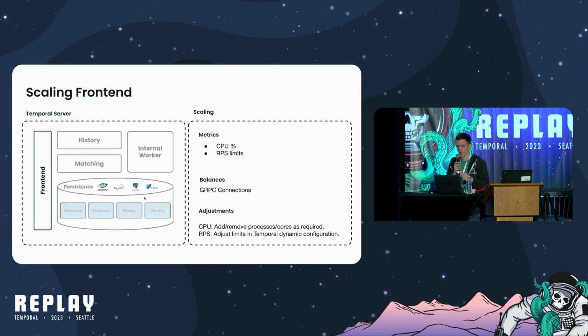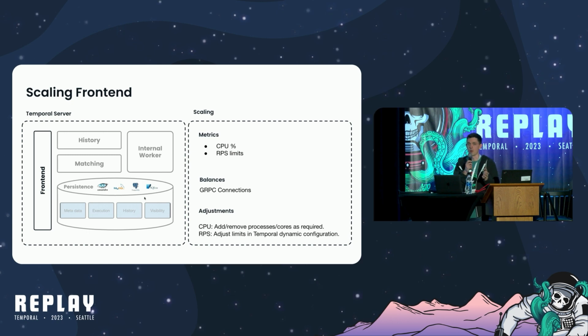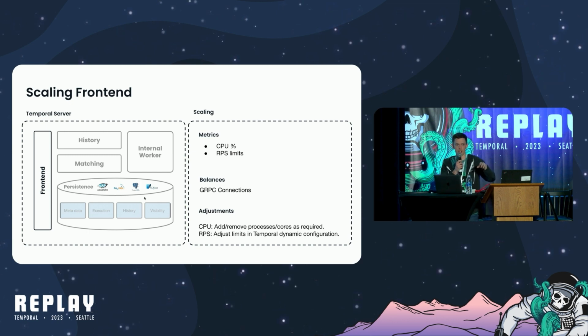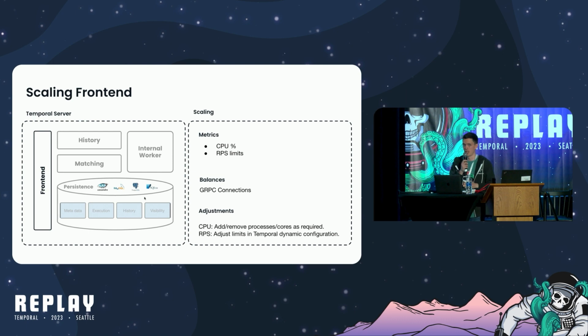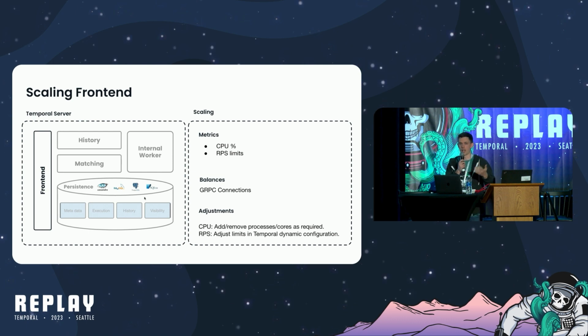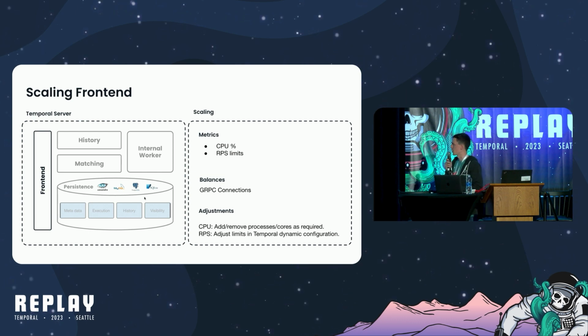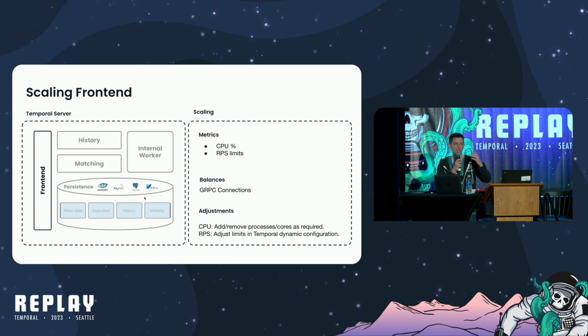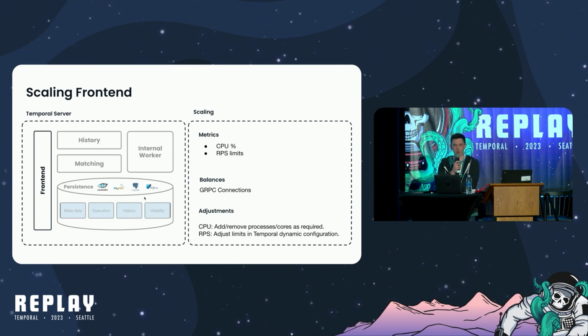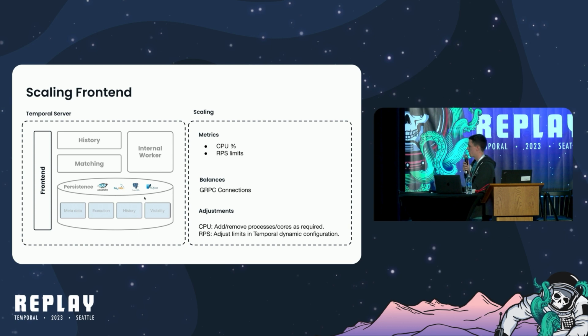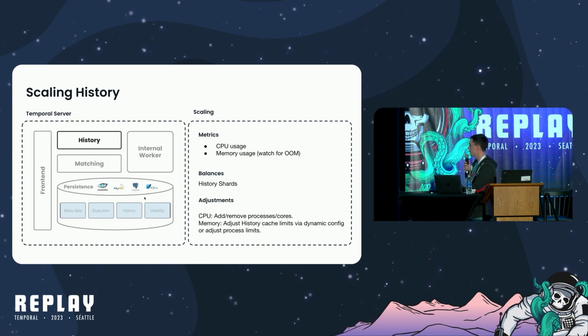The only thing I'll say is when you add a process to front end, it won't immediately rebalance all of the connections because it uses gRPC connections from the workers. They're long-lived and multiplexed, so loads of requests are going to go over the same connection. It will eventually rebalance, but don't be scared if it doesn't quickly rebalance. Over time, the connections will balance across the new pods.